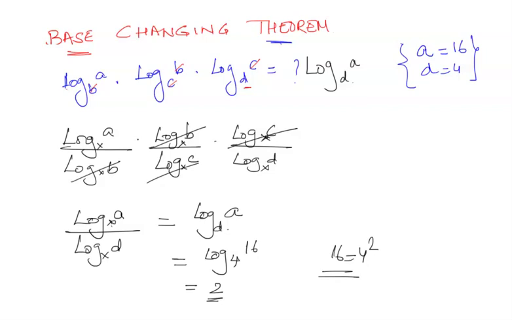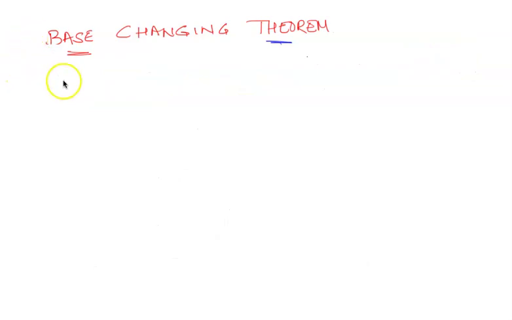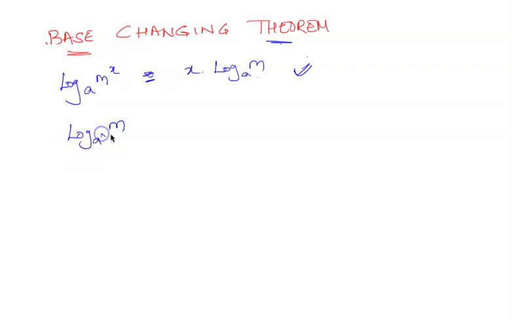Cool. Let's see another case for base changing theorem. Okay, so let's see if you have log m to the power of x by a, and we know that this is equal to x log m to the base a. Right? This is the property we saw. What if I ask you to find this instead? How would you find this value?